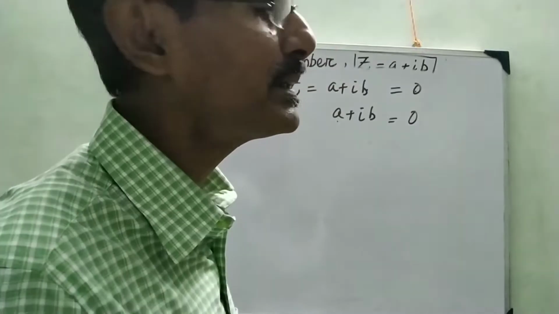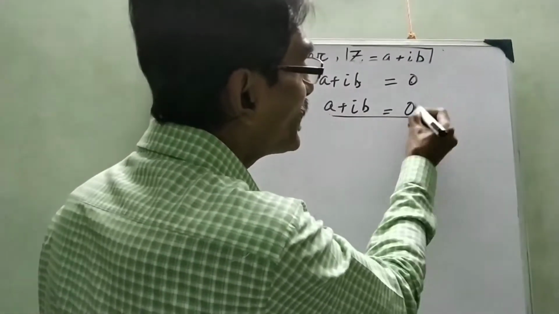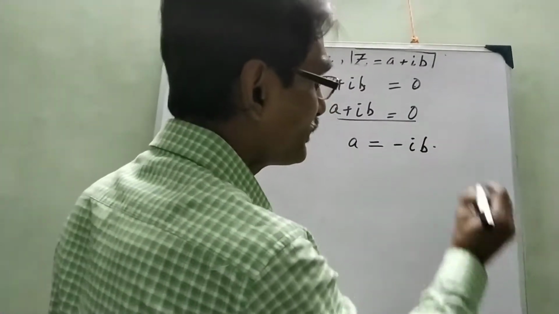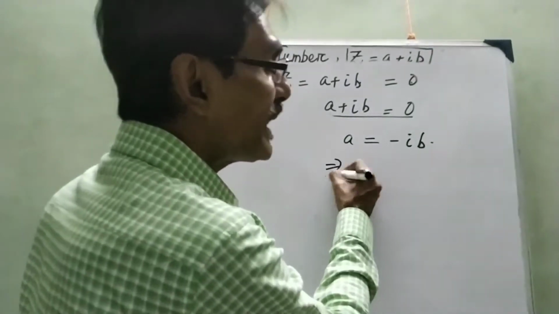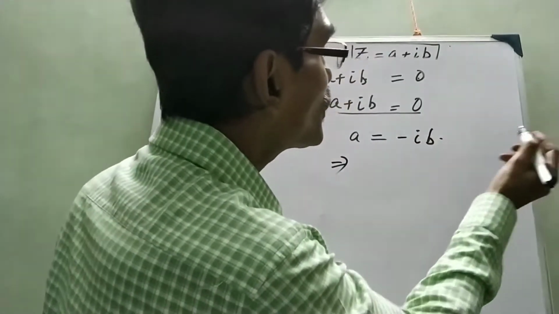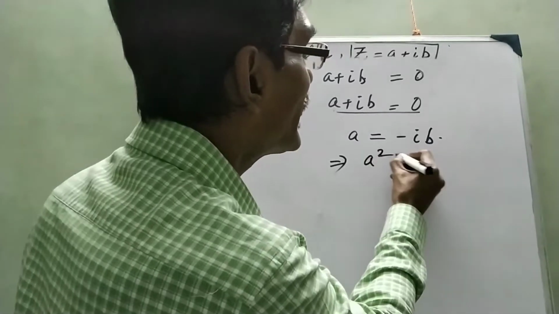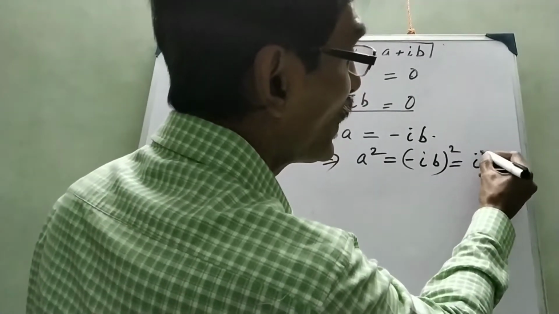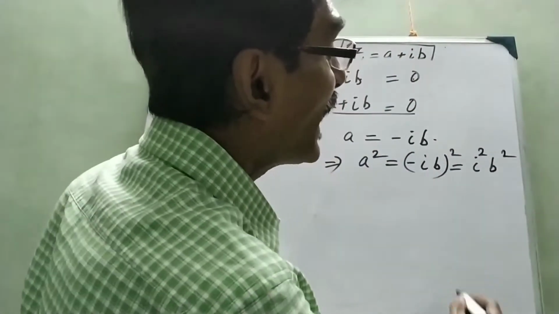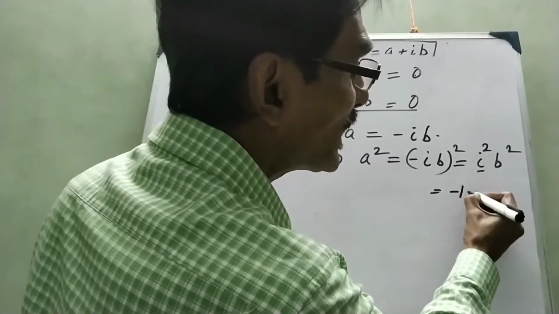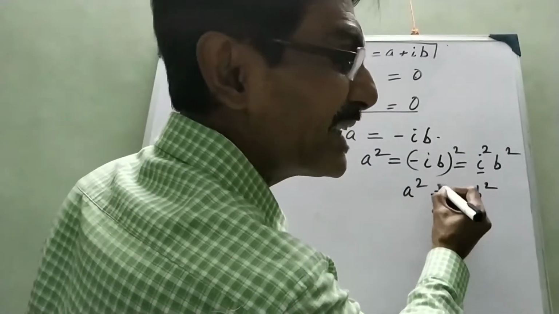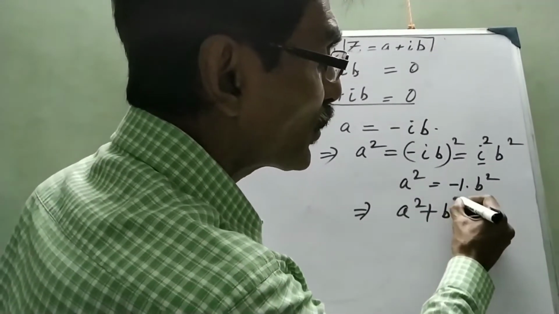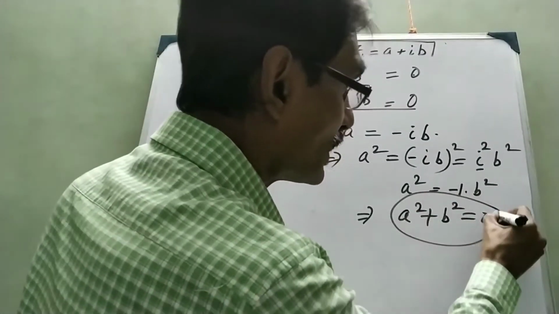This calculation we can also show in another way. What is the second method? If a plus ib equals 0, we can write a equals minus ib. After that, if we take the square on both sides, squaring both sides, we get a square equals minus ib whole square. That is equal to i square b square. And you know, i square value is minus 1, so minus 1 into b square. The left side is the same. So we are getting a most important result: a square plus b square equals 0.